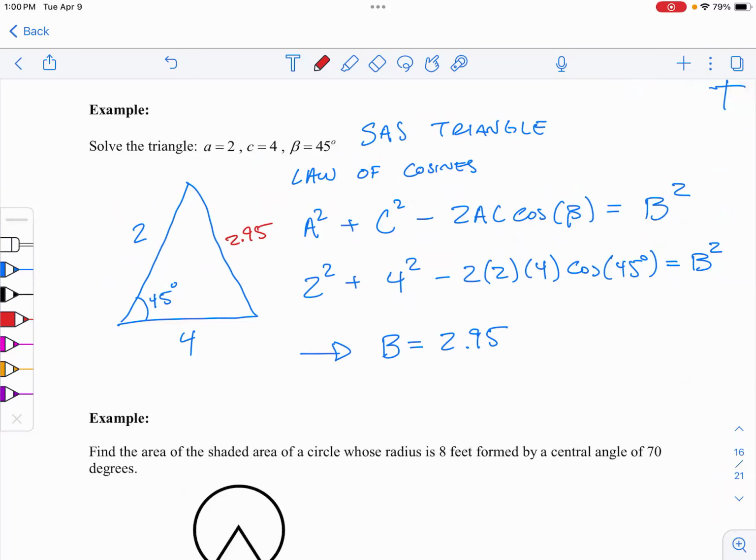So draw your picture. We did the law of cosines and found our missing side. And then what is our other law? We only have two: law of sines. They're both named perfectly, sine and cosine.